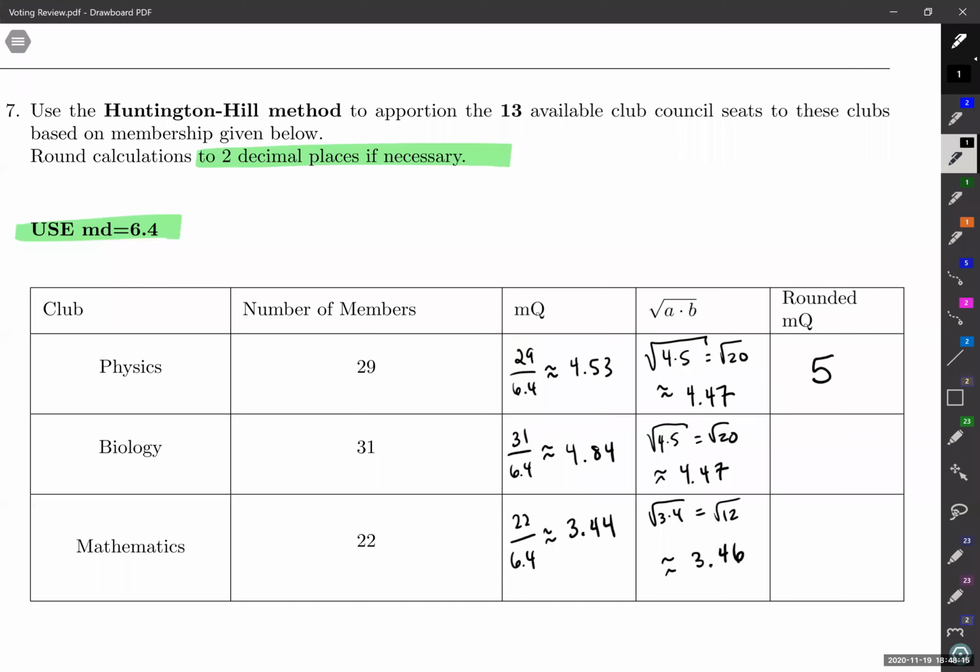Take a moment to think about the remaining two and round them. If your actual value is above the square root of AB, go up. If your actual value is less than, go down.